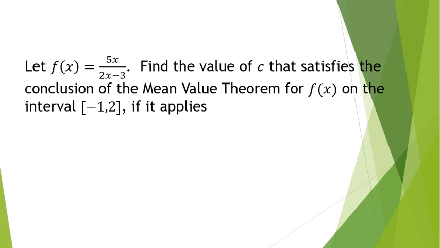Next example, f of x. This time we have a rational function. It's 5x divided by 2x minus 3. Find the value of c that satisfies the conclusion of the mean value theorem for f of x on the interval -1, 2 if it applies.